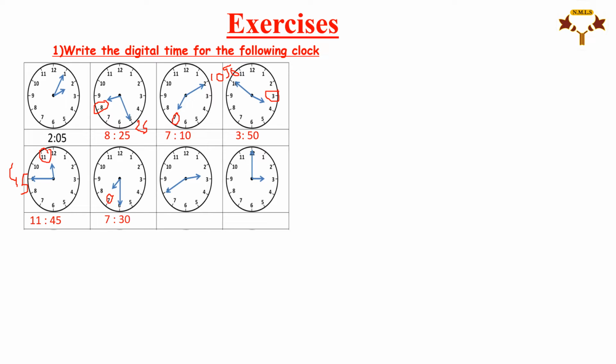Number 7. Here we have short hand between 2 and 3, I will take the smallest number, then I will take 2, okay? And long hand at 8. Then we skip counting by 5 up to number 8. 5, 10, 15, 20, 25, 30, 35, 40. Will be 40, okay? 40 minutes. Then the hour will be 2 and 40 minutes.